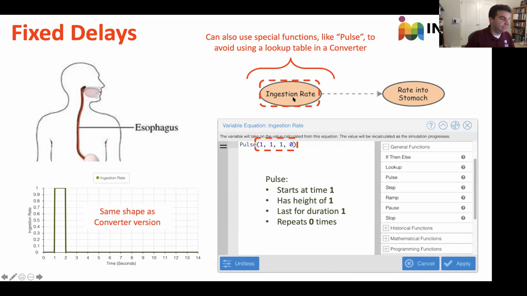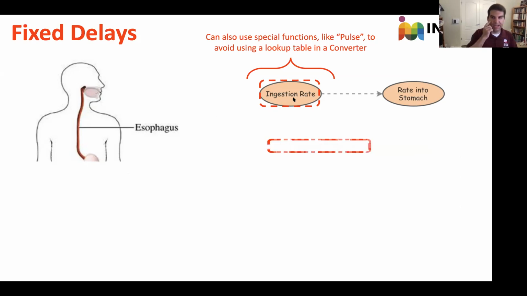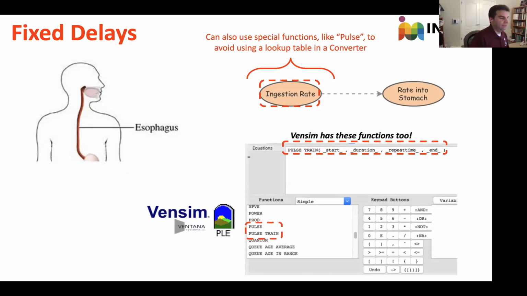So I can do that instead. And it turns out that Insight Maker has the same features as Vensim. If we don't like to implement this with a lookup table in Insight Maker, you can use the pulse train function in the same way. It likewise has a start time, an end time, and a repeat time, so you've got all of those things that can be built in here.